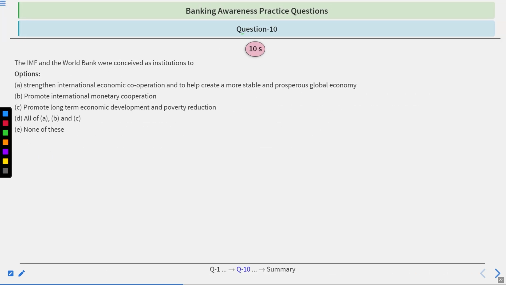Question number 10. The IMF and the World Bank were conceived as institutions to strengthen international economic cooperation and to help create a more stable and prosperous global economy, promote international monetary cooperation, promote long-term economic development and poverty reduction. All of A, B, and C, none of these. To answer this, you will have 10 seconds. Time starts now.